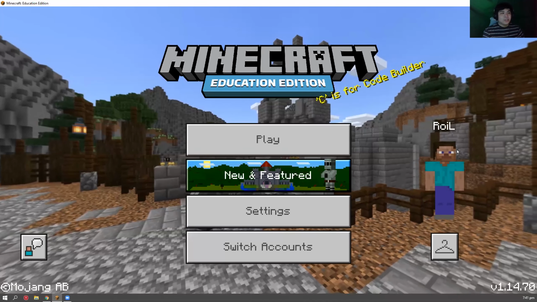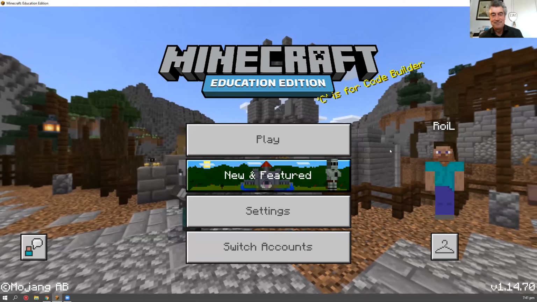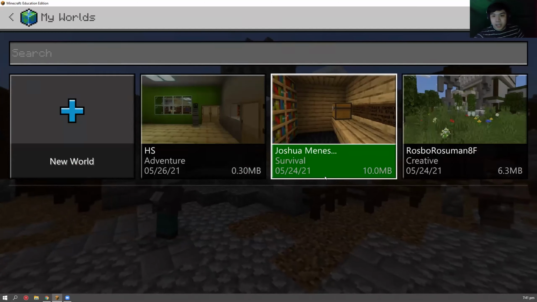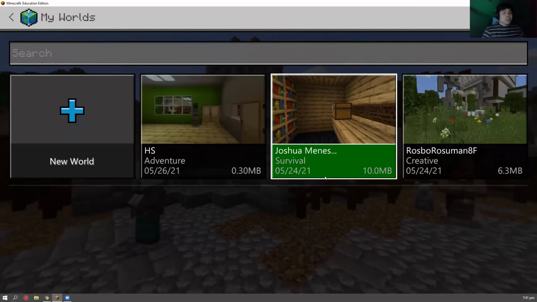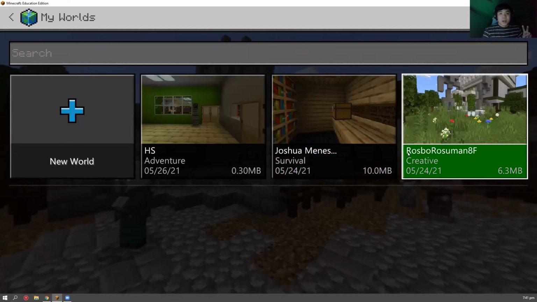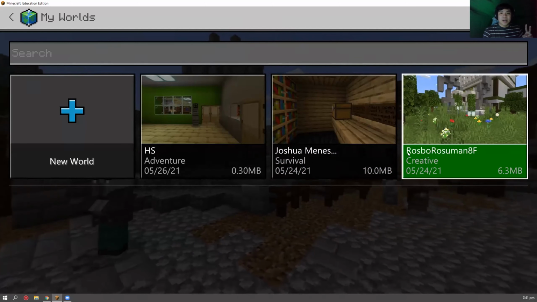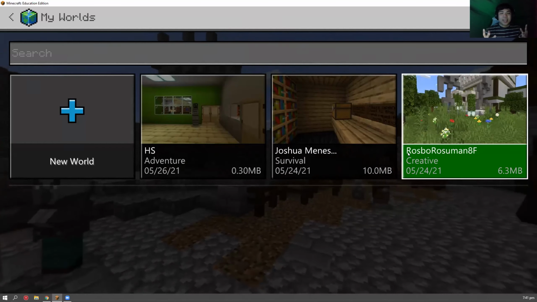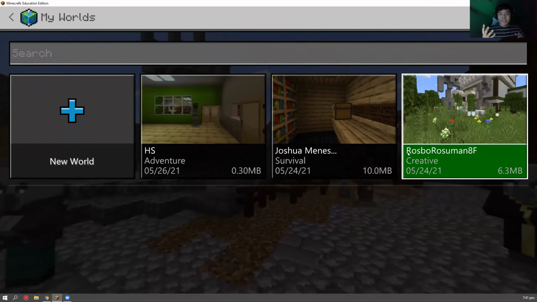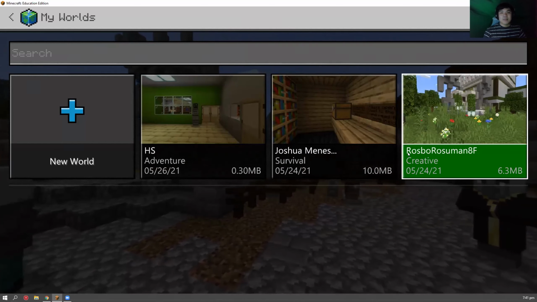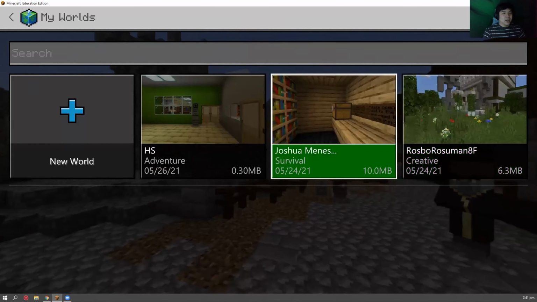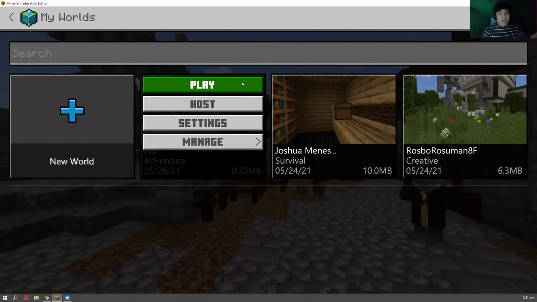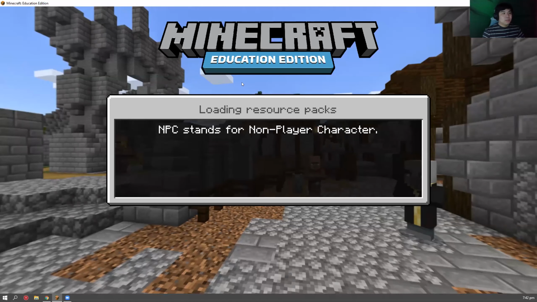Can you see the screen now? Yes. Okay, let's hit play and then view my worlds. As you can see, there are 3 worlds in here. Due to the time, we won't be able to explore the other 2, but those are the libraries that were created by our students. These are very massive libraries that they thought of themselves. We had an activity where they had to think of their own version of a library. They came up with very innovative and cute stuff. So let's play our library. Let's wait for it to load.